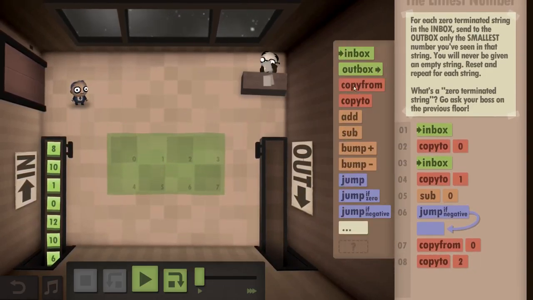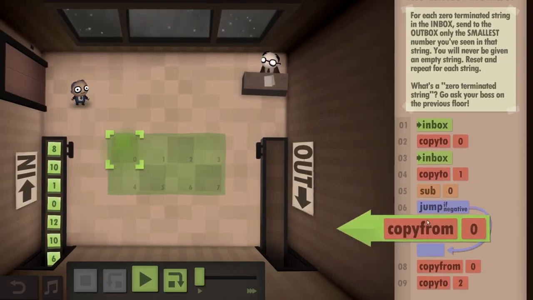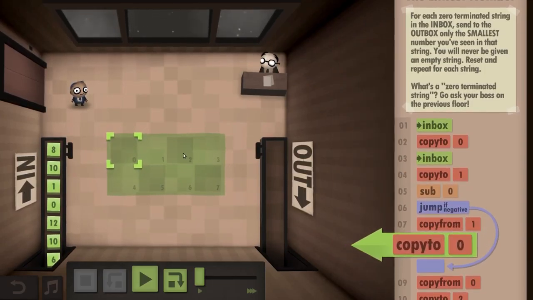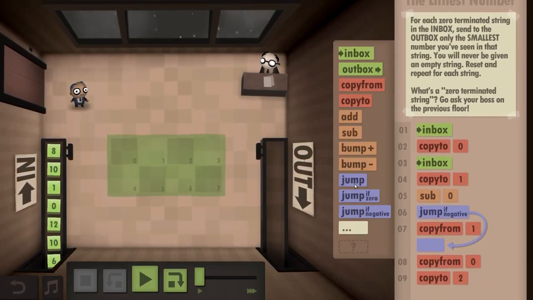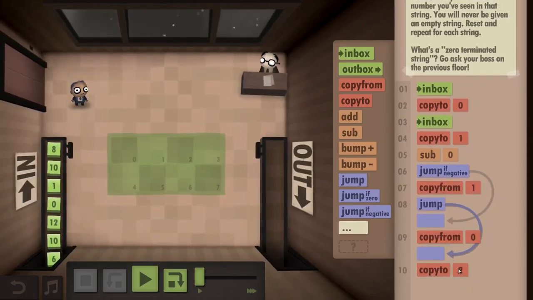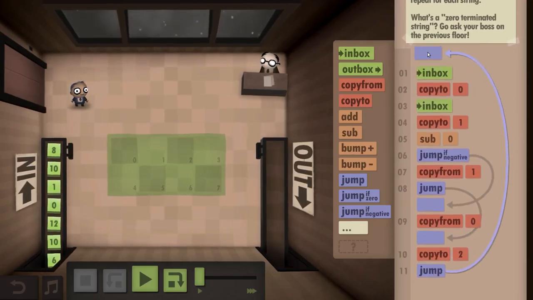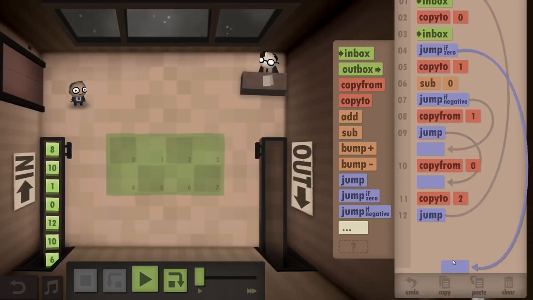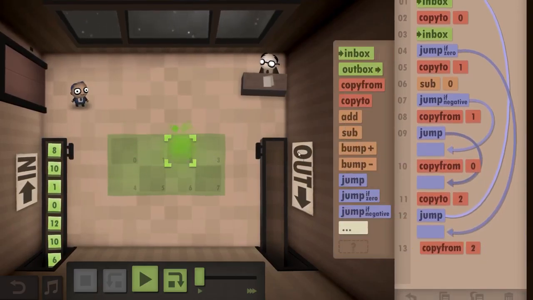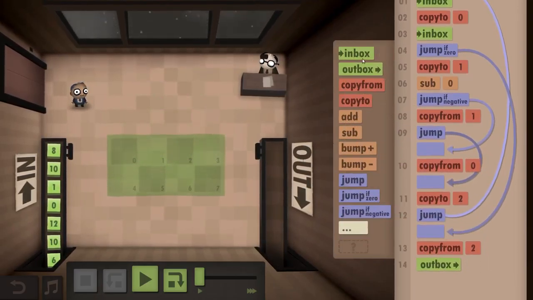We want the smallest number. So if it's negative, copy from A. Copy to 2. 2 is going to be our number. Then, if it's not, copy from 1. Copy to 2. Actually, get rid of that and just jump there. Because we're going to copy from one of those two places and then go. All right, then we're just going to go back to the beginning.